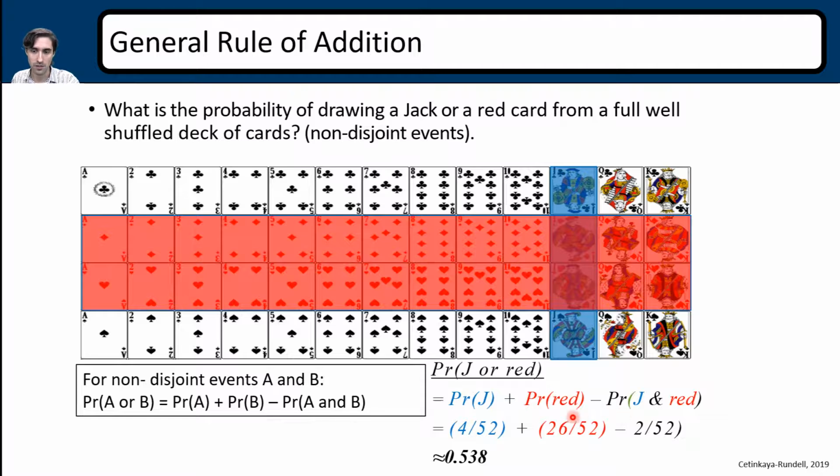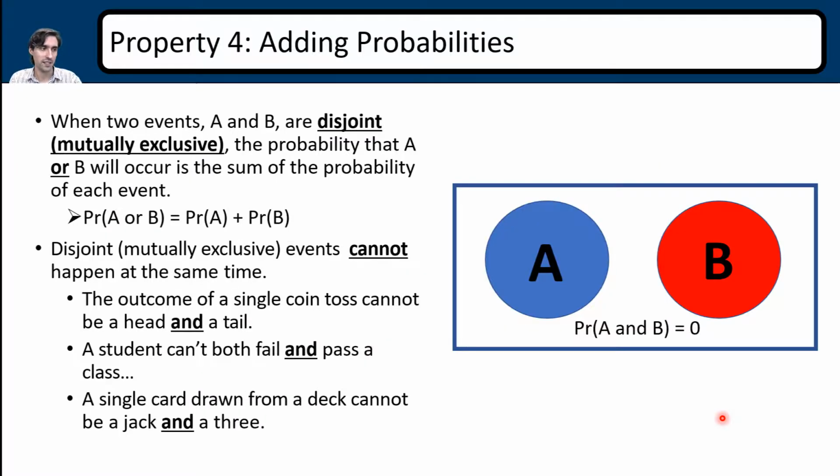Oh, I'm sorry, excuse me. 26 plus 4 minus 2 divided by 52, and that is 0.358. If I went over it and I confused you, just simply mute me and just look at that for a bit. And this equation should just make sense, hopefully. If not, ask.